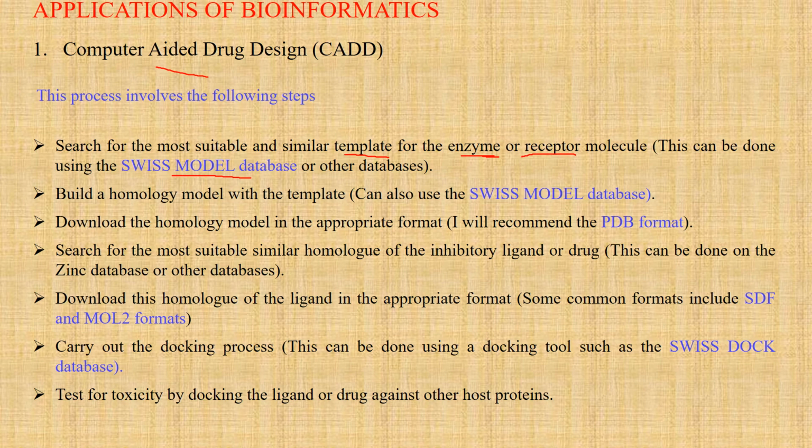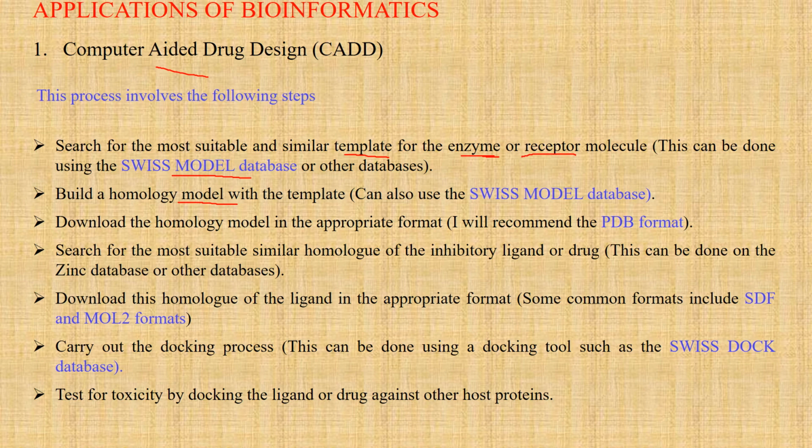So here, when you submit your target enzyme or receptor, the Swiss model will look for the most similar template of this enzyme. And now when it has found the most similar template, you build a homology model with the template, and you can still do that using the Swiss model database. It will give you different templates, but you take the first, which is most similar to your enzyme or receptor molecule. Now you do your homology model of the template, and not of the enzyme, of the template.